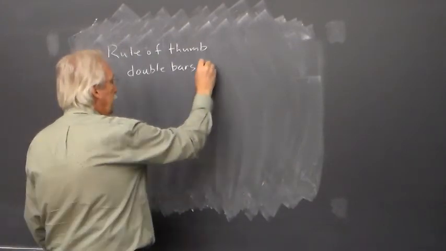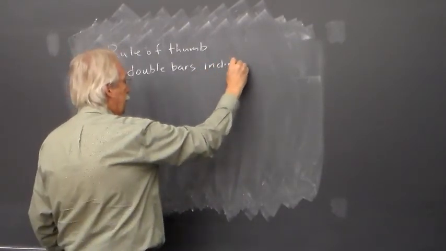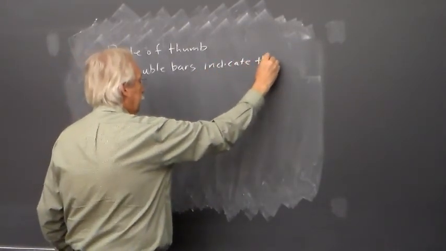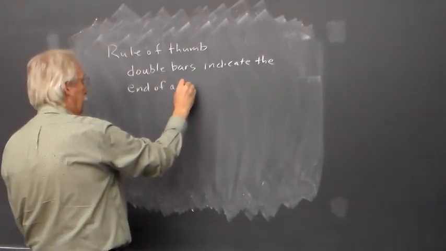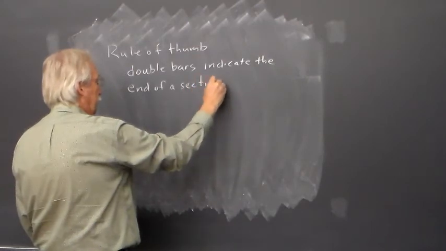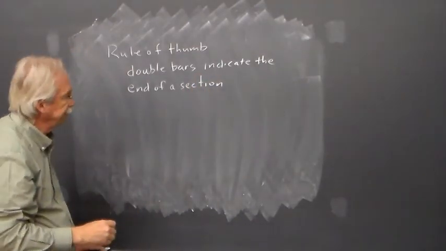So double bars indicate the end of a section.